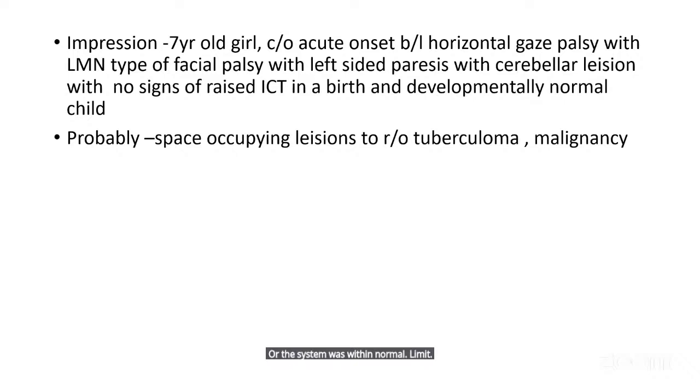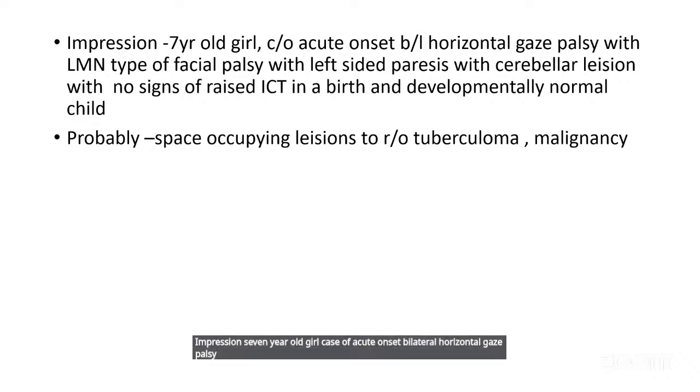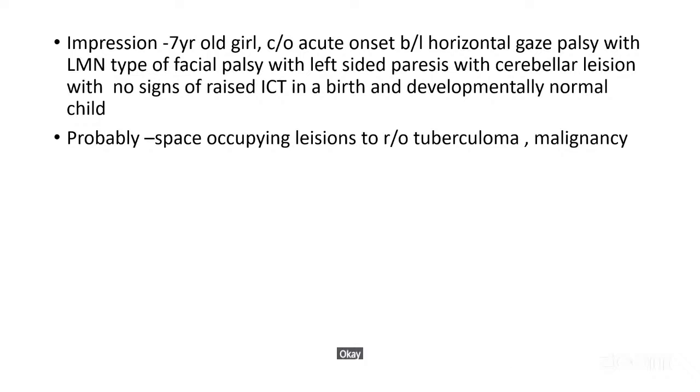Impression: 7-year-old girl, case of acute onset bilateral horizontal gaze palsy with lower motor neuron type of facial palsy, with left-sided paresis with cerebellar lesion with signs of raised ICT in a birth and developmentally normal child, probably a case of space occupying lesion, to rule out tuberculoma or meningitis, malignancy.